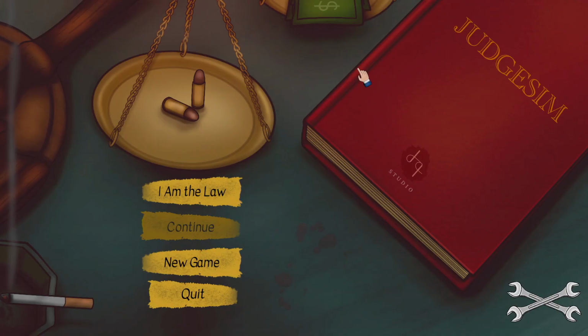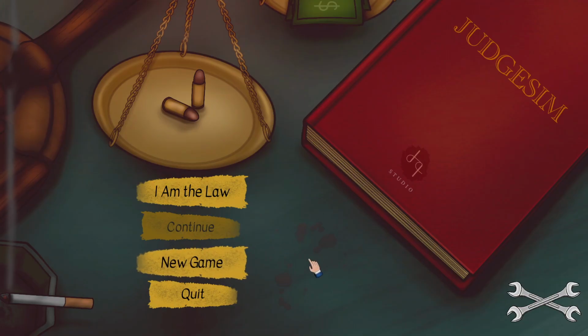Today we're playing Judge Sim Simulator. So basically, I saw Queso play this, and I thought it was a really fun game. So I wanted to give it a shot. I didn't watch much, but I just thought it was really cool. So today, that's what we're gonna try.